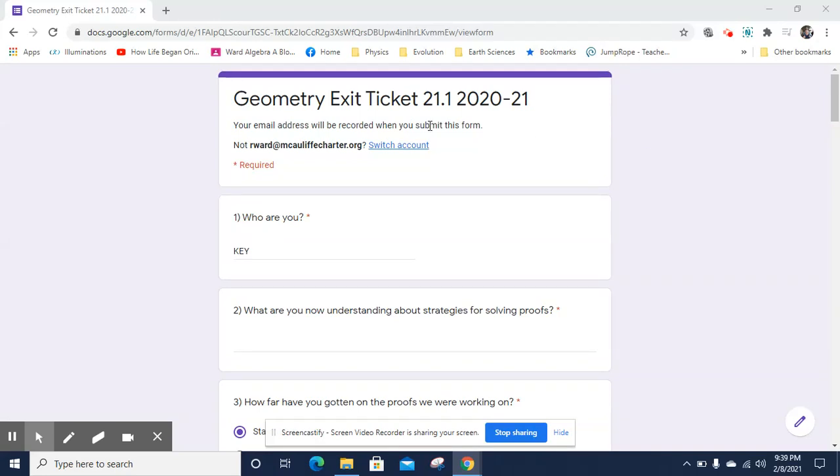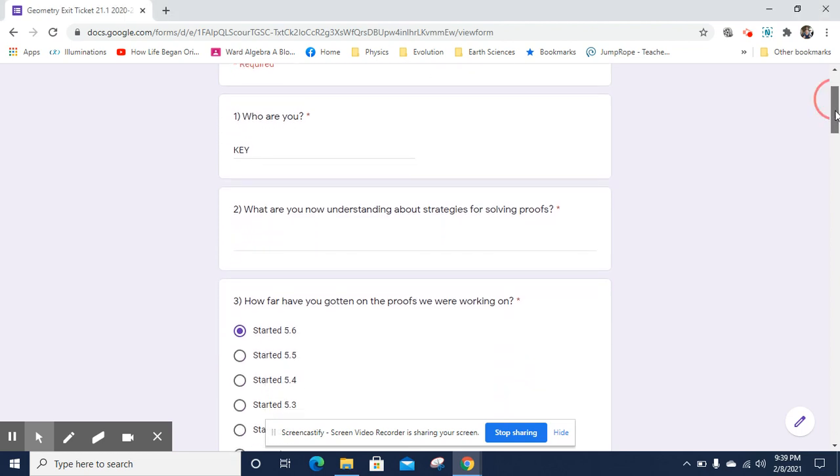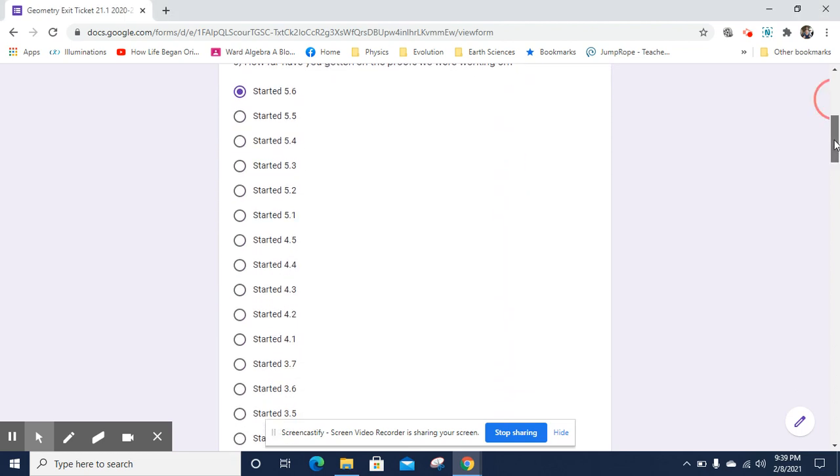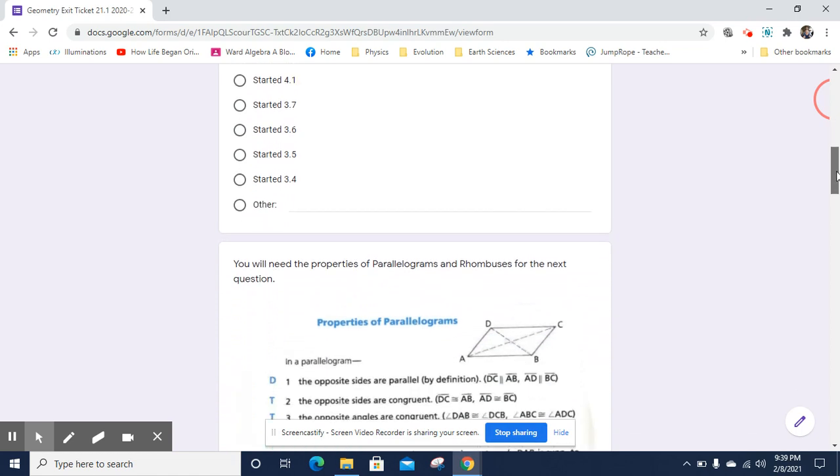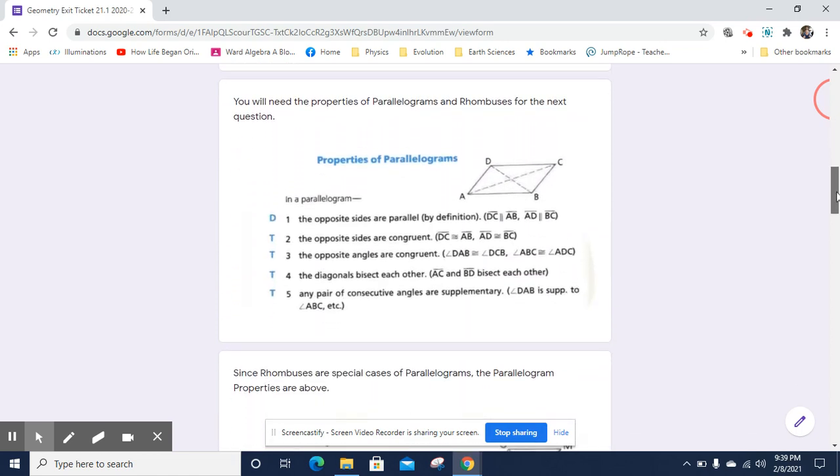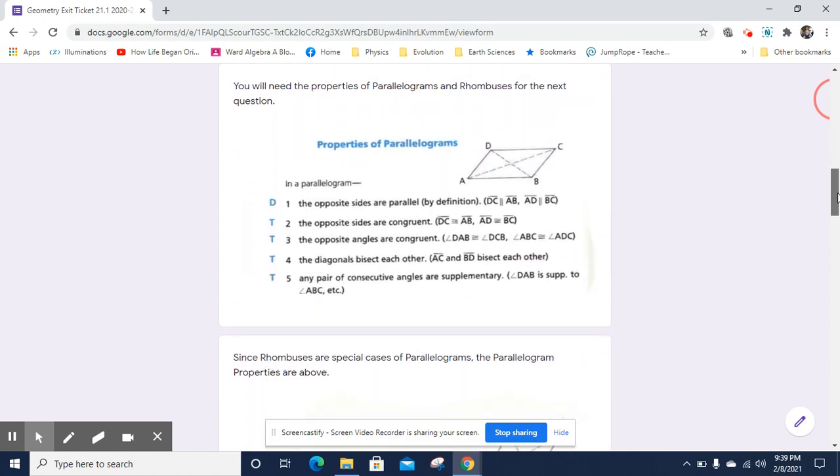Hey, this is Mr. Ward, and this is a video key for the exit ticket 21.1 for geometry. And we're continuing to introduce and explore a few concepts from 5.5 and 5.6. So you will need to review, look through these properties of parallelograms and rhombuses for the next question.